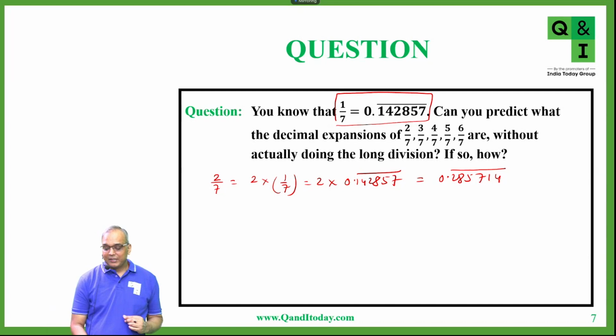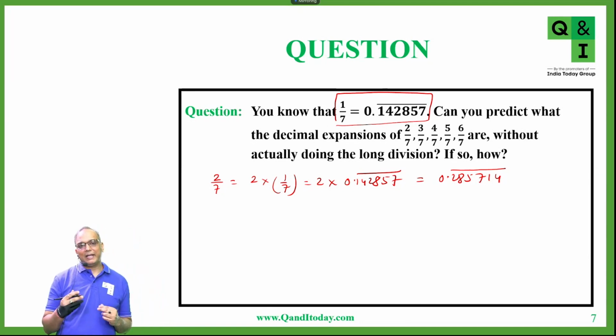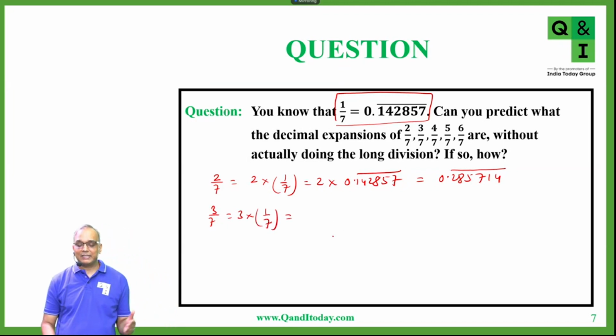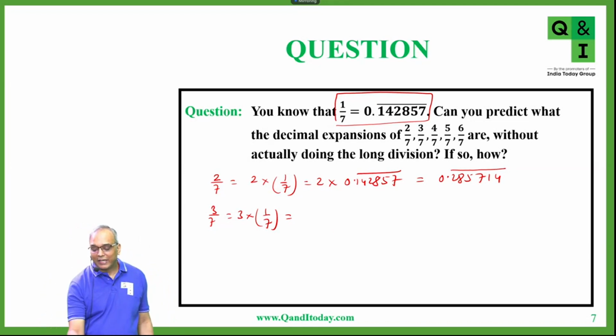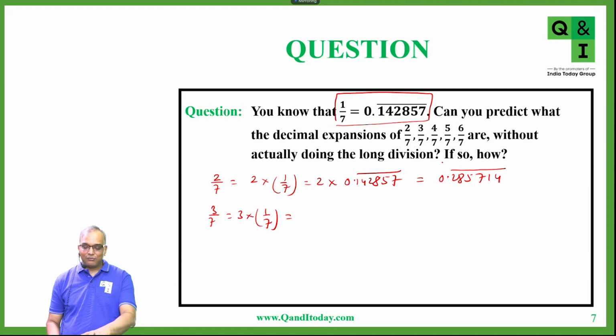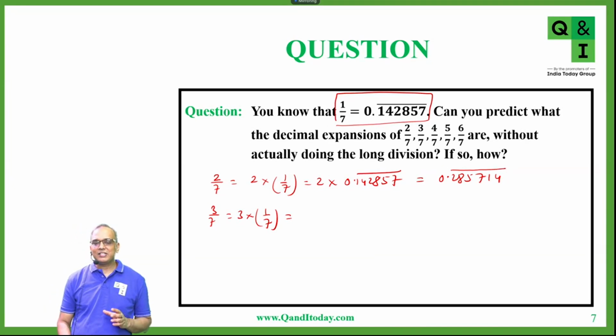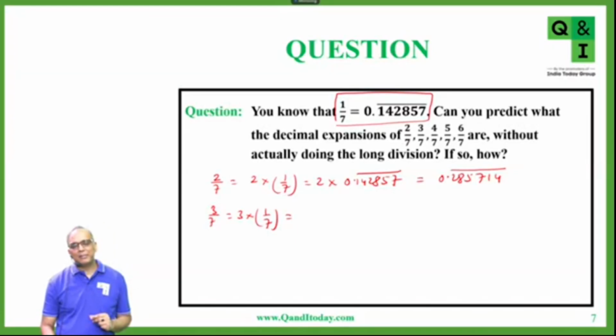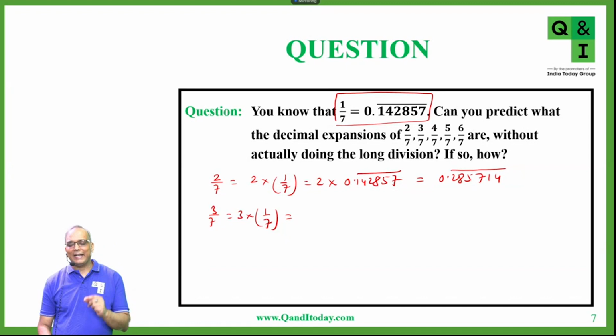Right? So similarly for 3 by 7, you will multiply 3 by 1 by 7, and you will get the answer. Similarly 4 by 7, 5 by 7, 6 by 7 and 7 by 7. 7 by 7 is 1. Now without actually doing the long division, so this is one method. Now I'll tell you one more method which is actually looking at the pattern of the remainders. You can find the answers directly. So let us do that, students.